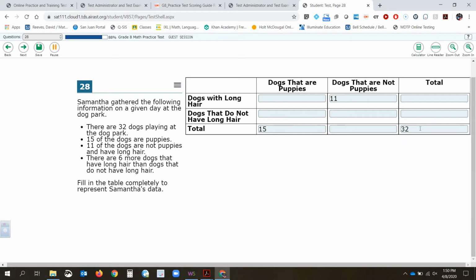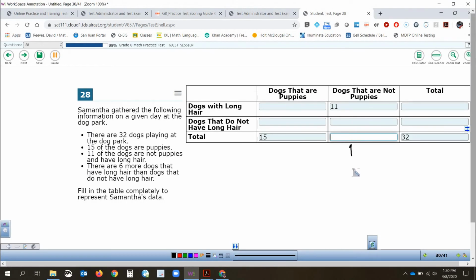Well, if we look at the total, we know the total number of dogs is 32, right? There are a total of 32 dogs. And what do we know? We know 15 of those are puppies. So what can we find? We can find the number of dogs that are not puppies, right? We can go ahead now to get that number right there. We could do the 32, which is the total, and we could subtract the 15, which is the puppies.